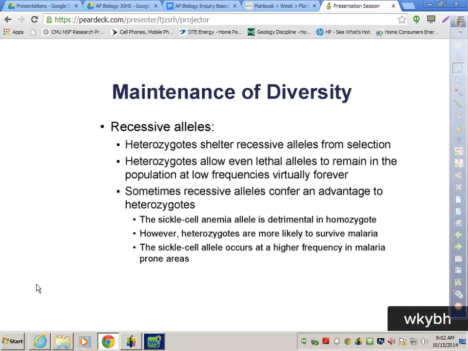And now we've been talking an awful lot about recessive alleles, dominant alleles, and Hardy-Weinberg. So heterozygotes shelter recessive alleles from selection. I'm a heterozygote for brown eyes. I know that. That means I have the hybrid dominant recessive deal going on there. So heterozygotes allow even lethal alleles to remain in the population at low frequencies virtually forever. What does that mean? It means that even if brown eyes are dominant, you're never going to get rid of blue eyes because of people like me.